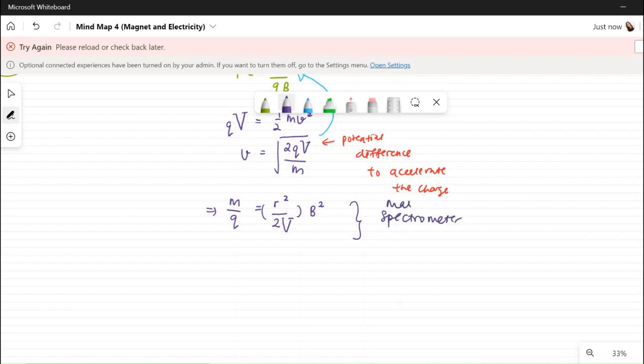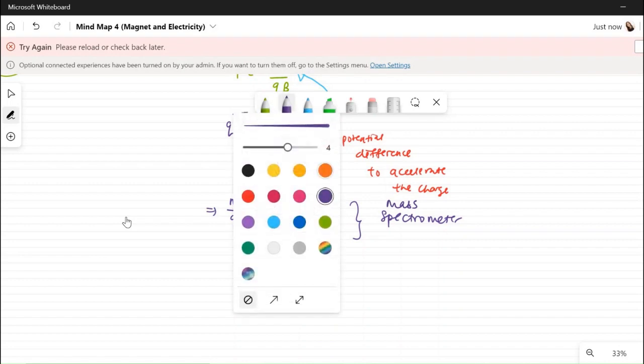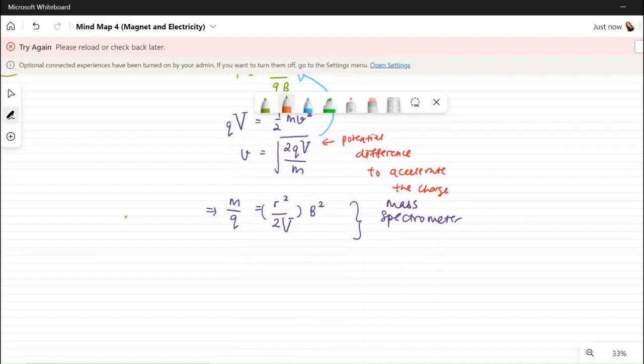More specifically, a mass spectrometer. A mass spectrometer is basically a device used to separate isotopes of charge. So we can find different isotopes with different mass and charge. We can get a ratio, and from there we know the size of the circle made by the moving charge, right? So one of the applications of what we learned here is the mass spectrometer.